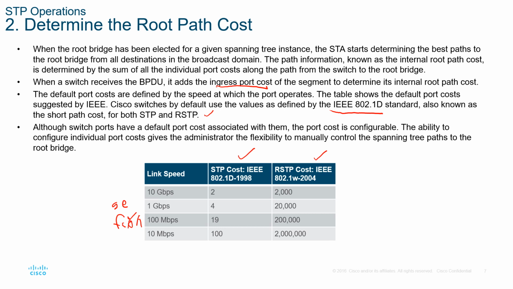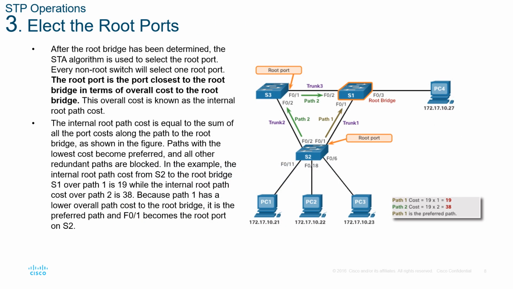Basically, for RSTP, the cost differs: if the link speed is fast Ethernet, the cost is 200,000. If it's gigabit Ethernet, the cost is 20,000, and if it's a 10 gigabit per second link speed, the cost is 2,000. So the cost depends on which STP version you have enabled on the Cisco switches. The table just gives an idea of the link speed, but what we really need to do now is actually calculate the path cost.